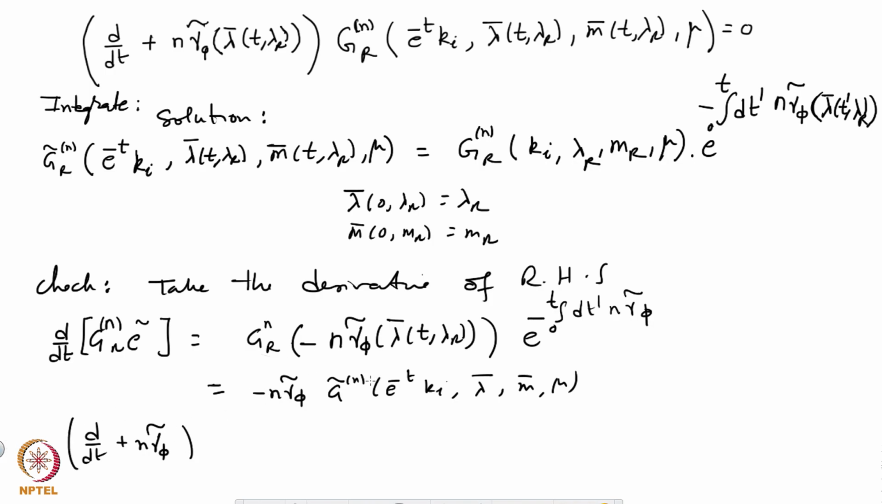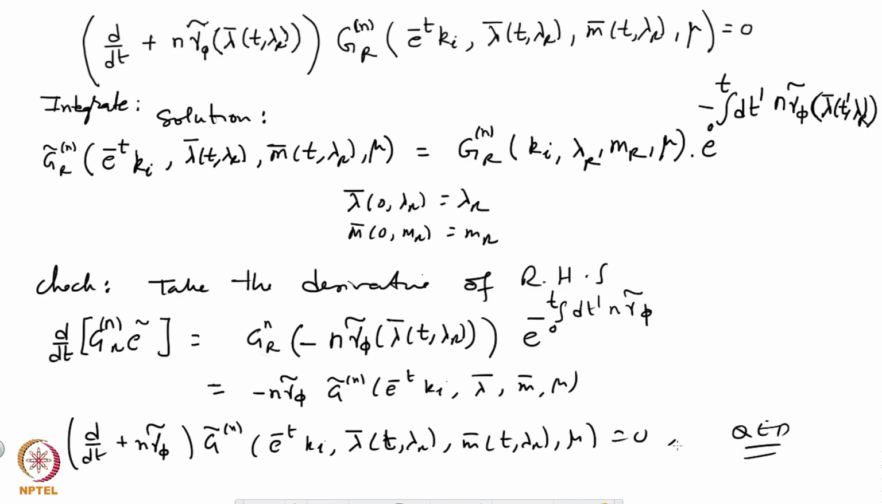acting on g tilde n e to the minus t ki lambda bar, t lambda r m bar t lambda r mu equal to 0. Okay, so we have checked that this is satisfied. So you arrive at this equation. So indeed what I have given you as a solution is correct.